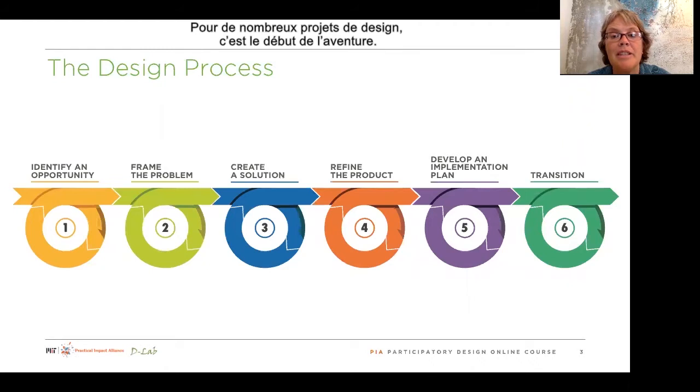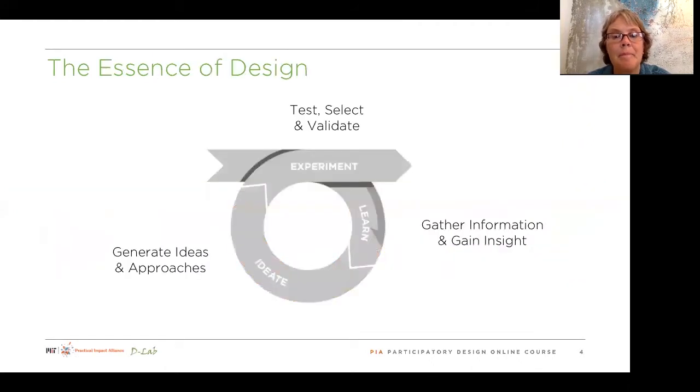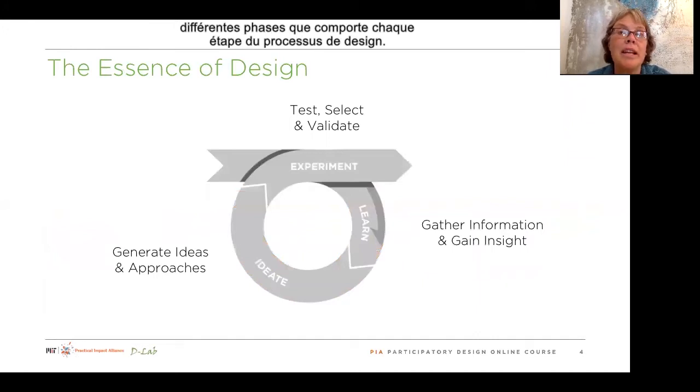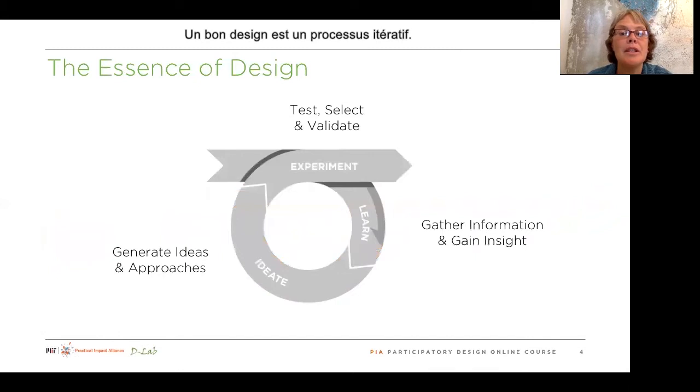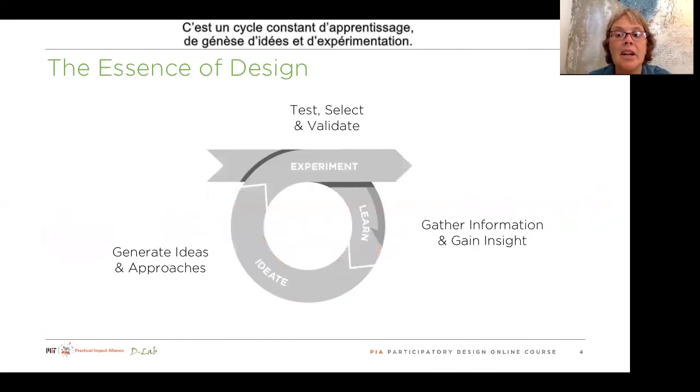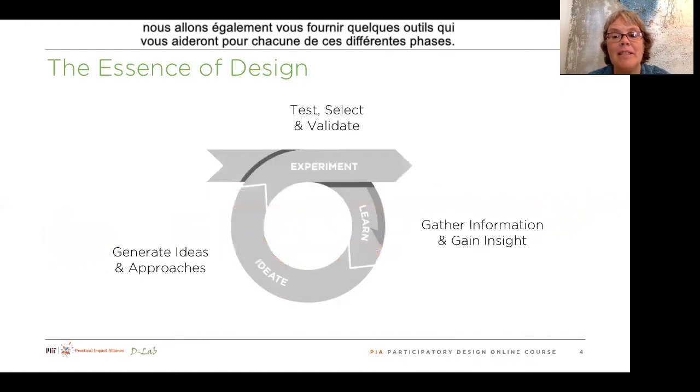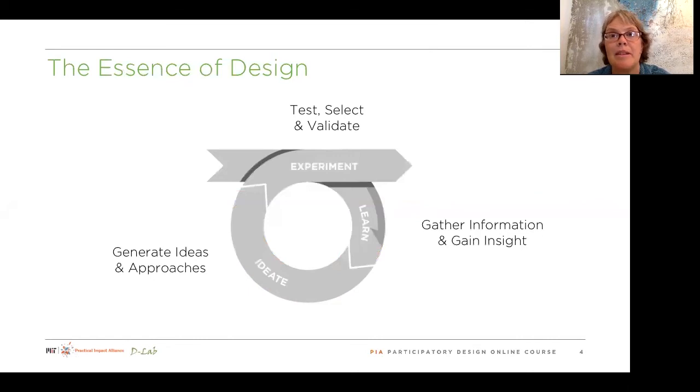For many design projects, this is the beginning of the journey. Before we get started, I want to remind you of the different phases within each stage of the design process. Good design is an iterative process, and it's a constant cycle of learning, idea generation, and experimentation. As we go over each of the stages of the design process, we're also going to give you some tools to help you with each of these different phases. In this session, we'll talk about problem framing, but we'll spend some extra time talking about tools and techniques for gathering and synthesizing information that can be used during the entire design process.